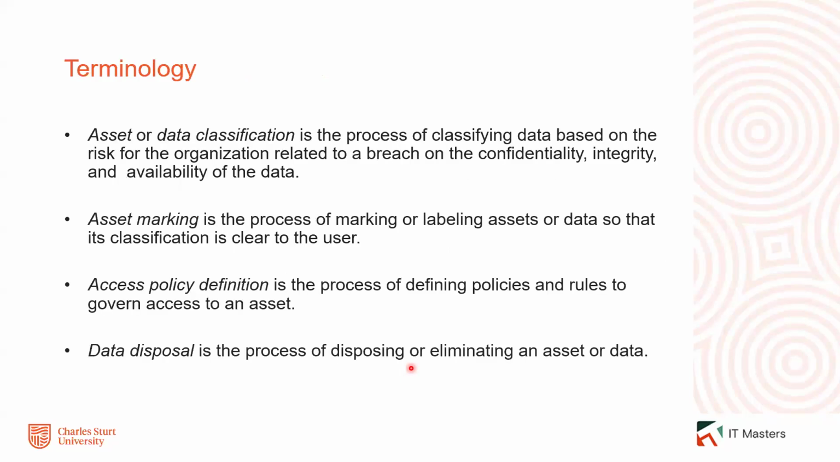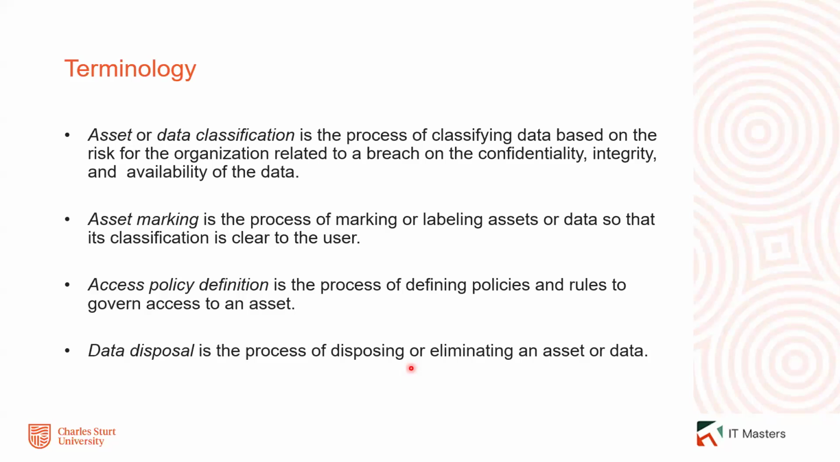So some terminology. Asset or data classification is simply the process of classifying the data based on the risk for the organization should that particular asset be compromised in some way. So whether that's through it leaking into someone's hands that shouldn't have it, so breaching confidentiality, it may be changed in an unauthorized manner, which is then a breach of integrity, or it gets deleted, for example, in which case it's now an issue of availability.